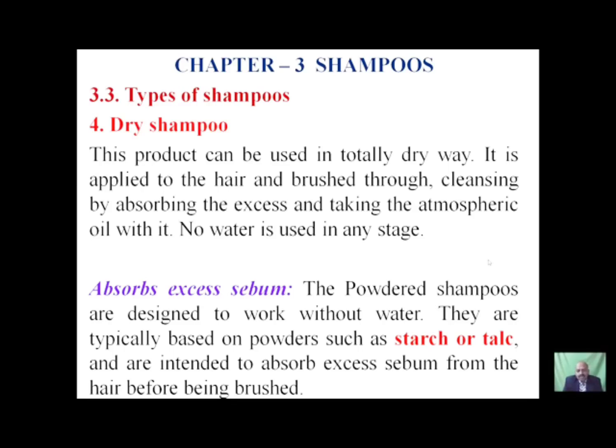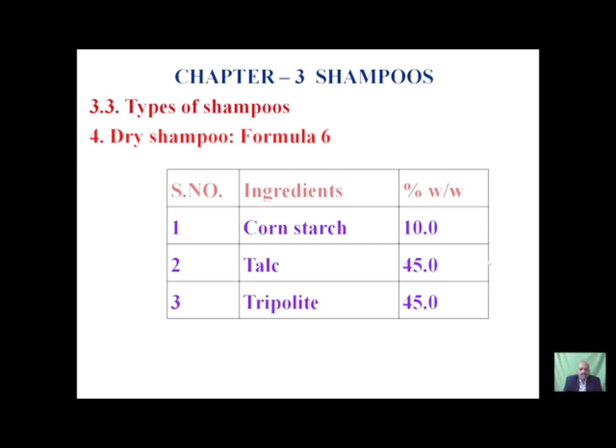Dry shampoos are designed to work without water. They are typically based on powders such as starch or talc, and are intended to absorb excess sebum from the hair before being brushed. Simply, the dry powder is applied on the scalp and, because of its powder nature, it absorbs all the oily sebum secreting from the scalp. This is formula 6 for dry shampoo. Ingredients: cornstarch 10%, talc 45%, tripolite 45%. This is about the formulation of dry shampoo.